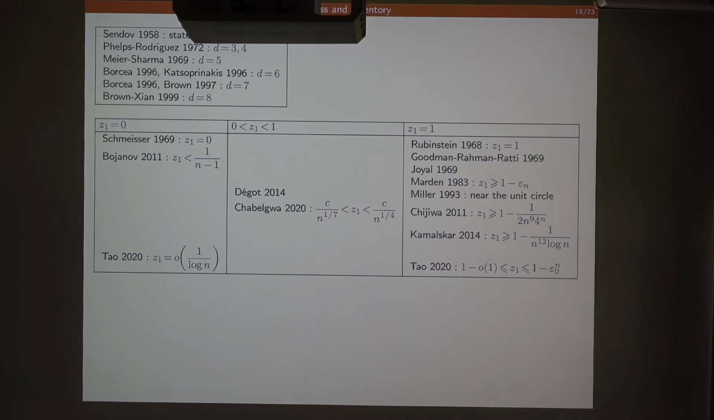The inventory of the progress of the conjecture is like that. Sendov states the conjecture. Next, Fels-Rodriguez prove it for d equal 3 and 4. Meir-Sharma prove it for d equal 5. Borcea proves it for d equal 6. Borcea and Brown for d equal 7. And Brown and Xiang prove it for d equal 8.